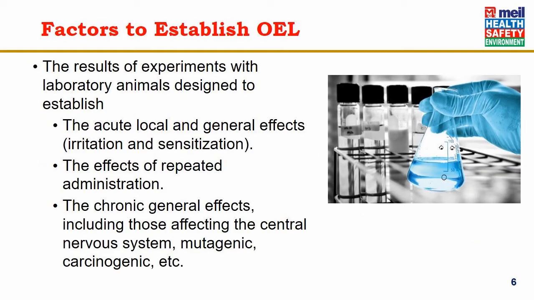human worker. Other factors which are important are the results of experiments with laboratory animals designed to establish the acute local and general effects, that is irritation, sensitization on the skin, etc. What are the effects of repeated administration? It is possible that on a single exposure there is no effect, but on repeated exposure there could be some harmful effects. The chronic general effects, including those affecting the central nervous system, mutagenic, carcinogenic effects, etc. Some materials over a long period of time can cause chronic effects on the human and animal bodies.